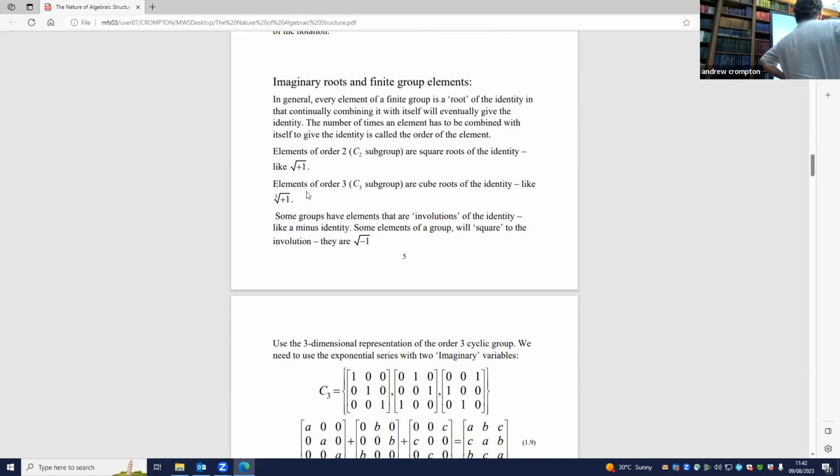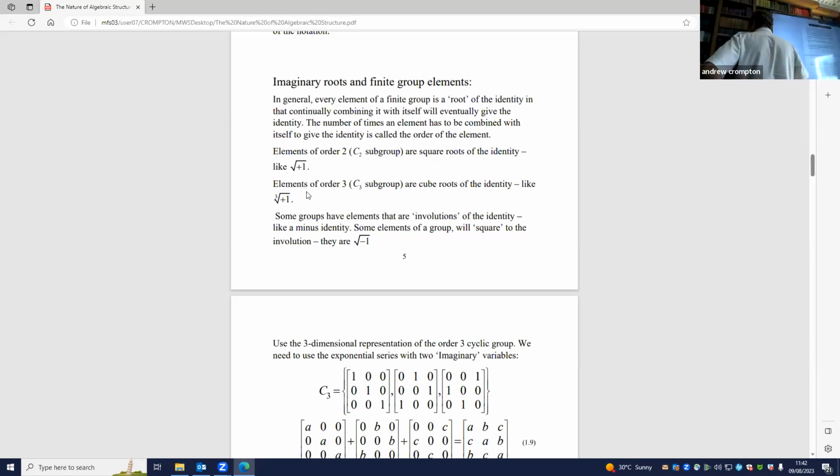What you can do, you can look at these imaginary roots, look at the complex numbers as having imaginary roots. Imaginary roots of plus one and minus one. The square roots with plus one are the ones that give you the problems with the zero divisors.